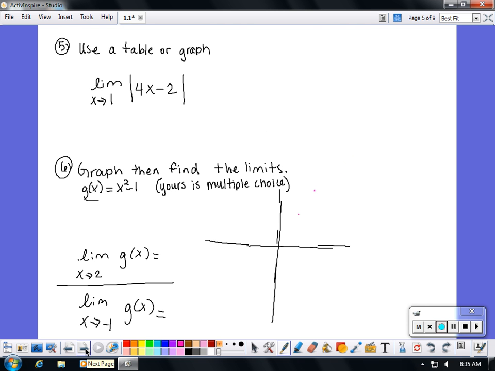Use a table or a graph to do this one. Let's go ahead and do a table since we haven't done one yet. So here's 1. And we don't really care what's going on at 1, we can figure that out. And then let's pick something really close to 1 on the right side of it. And let's pick something really close to 1 on the left side of it.